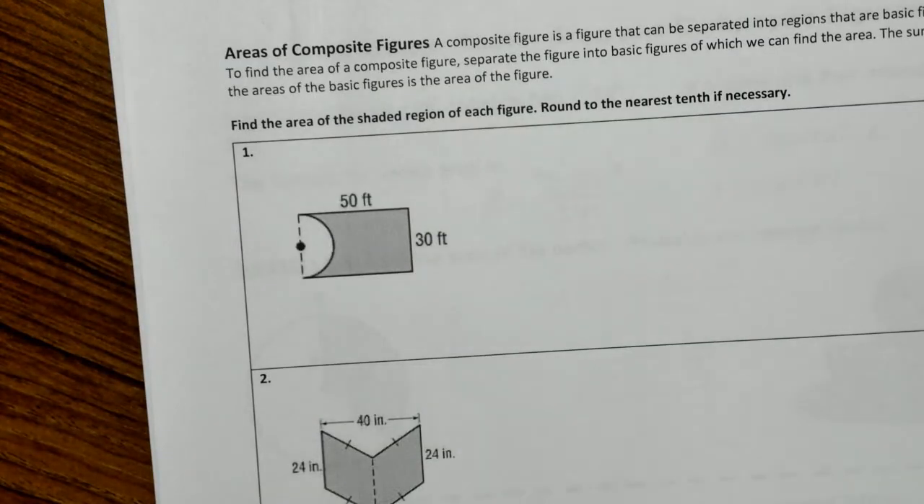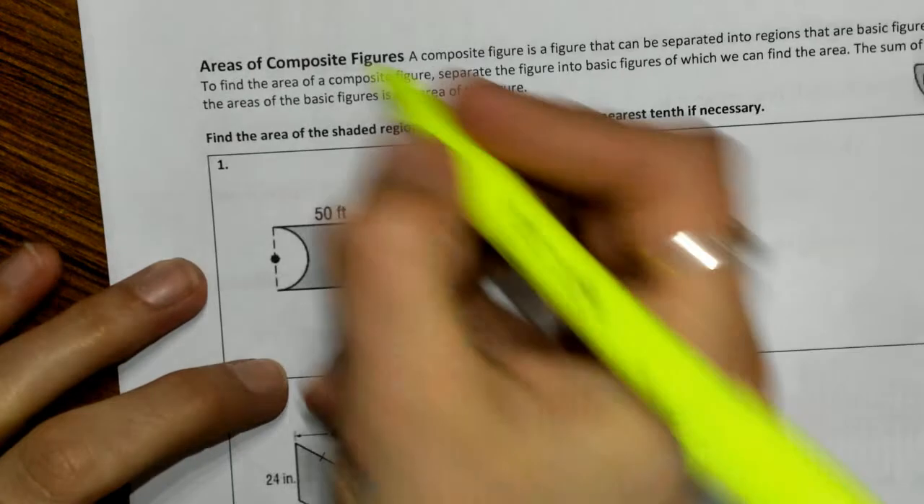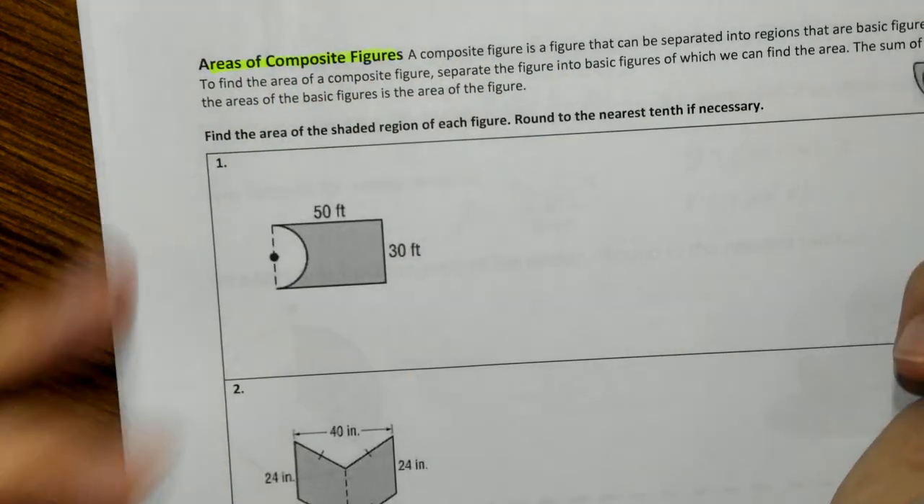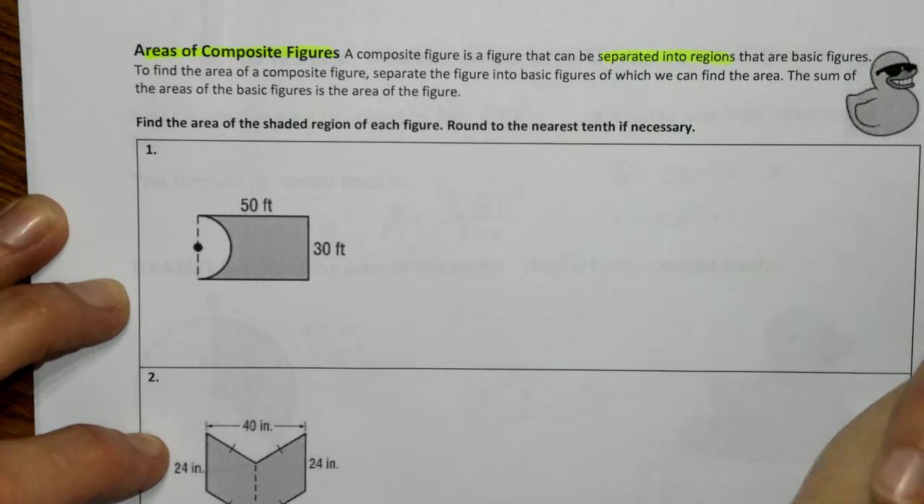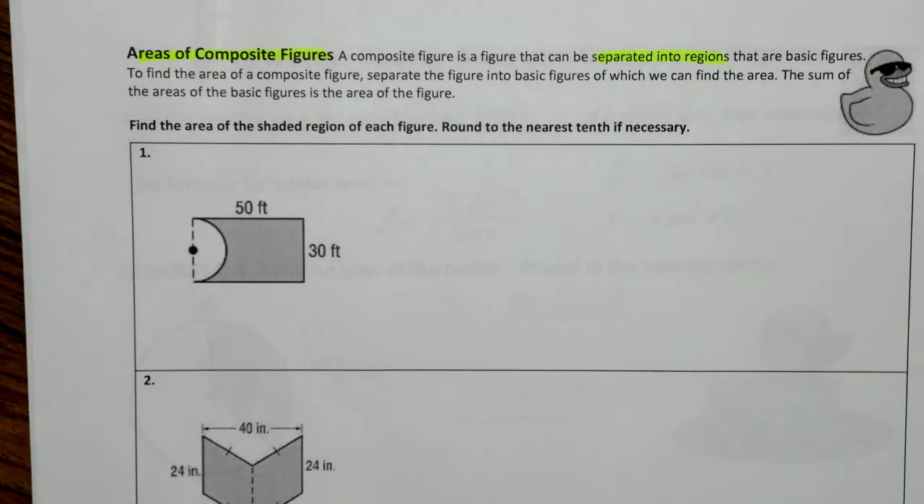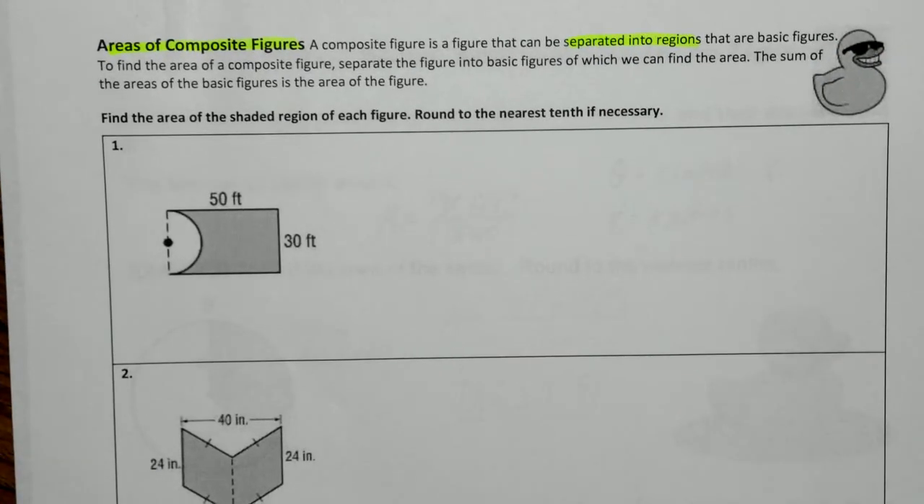Let's take a look at composite figures. What we need to know about the word composite, with composite figures, is we're going to have several different figures, okay, and they could be separated into regions of basic figures that we've looked at: squares, circles, triangles. So a lot of times you draw lines in to help figure out what shapes we have.